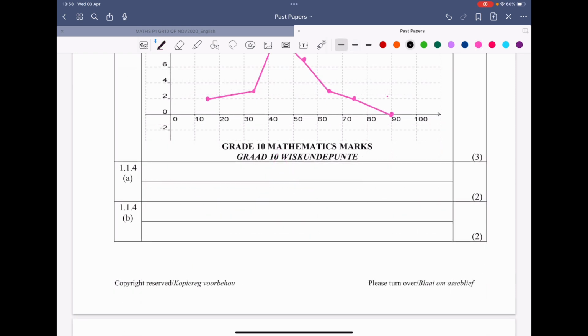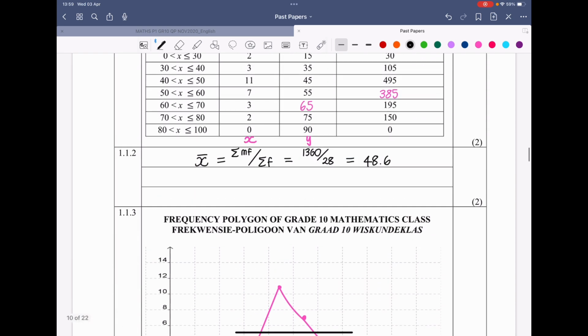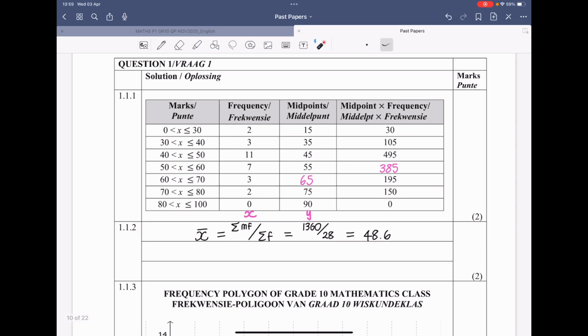Okay, then for 1.1.4, there are 2 parts. In part A, I'm asked in which interval does the median lie. My median is going to be the number that's exactly halfway between all of my frequency points. Remember that we found that the sum of the frequencies was 28. And so the median is going to be 28 divided by 2, the 14th number. And if I go back to look at my class intervals, I see that the 14th number is in this interval here, this 40 to 50, because this one has 2.